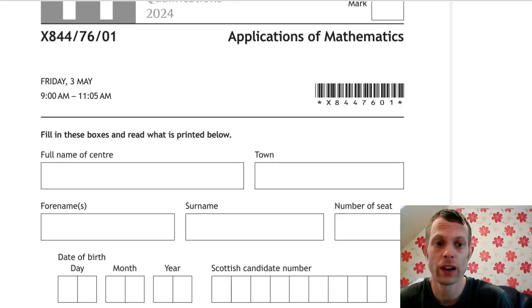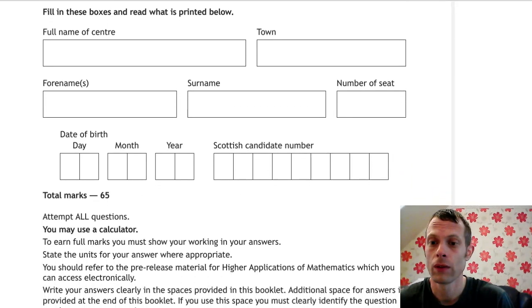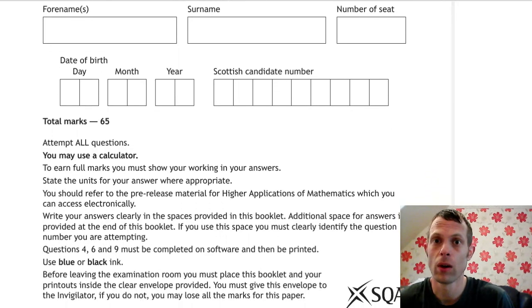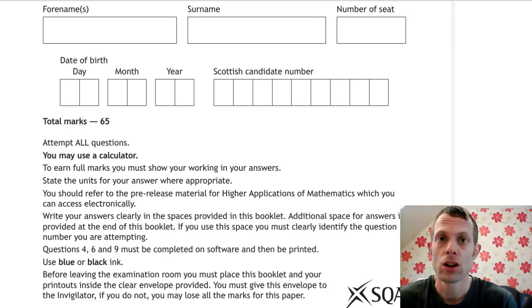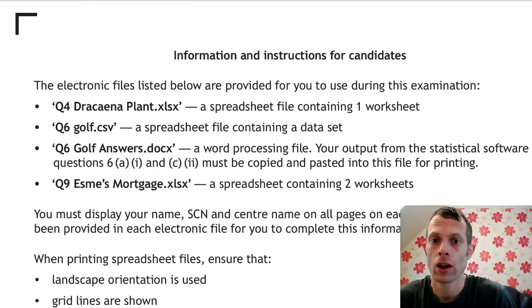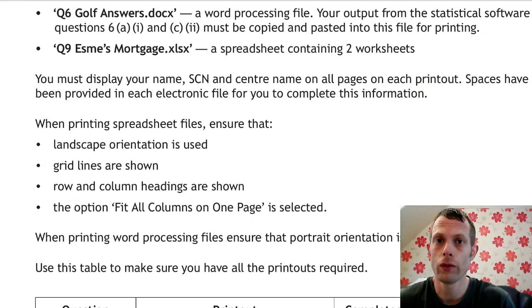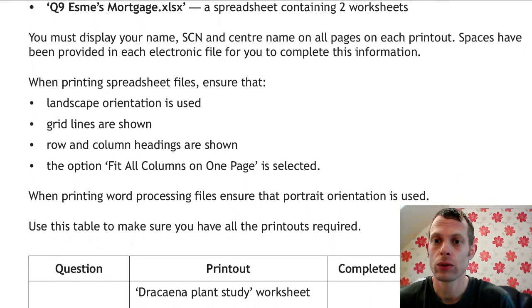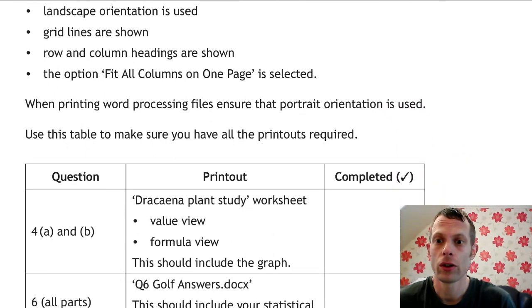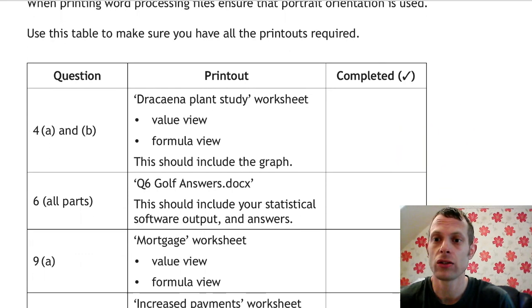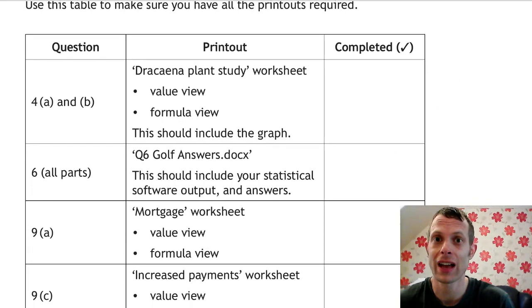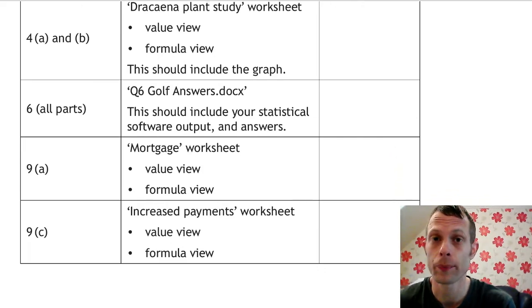You get 2 hours 5 minutes as the standard time available and 65 marks, and you are allowed to use a calculator throughout. You have the use of a computer and you have electronic files that you will refer to for certain questions. And please remember at the end of the exam to print out everything, and there's a checklist here you can use to check you've printed everything that you are supposed to.